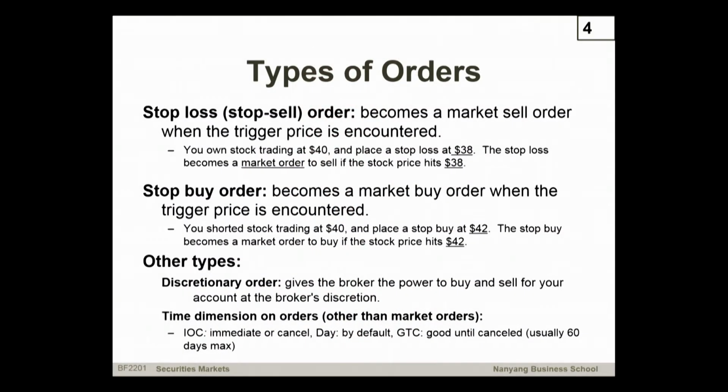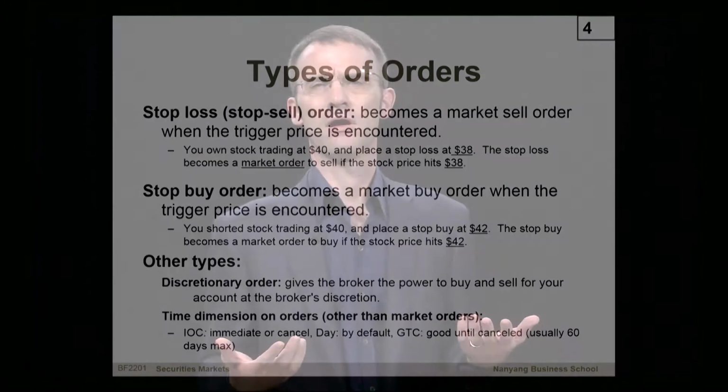Let's take a look at a few more types of orders. The first is a stop loss order, and the stop loss order becomes a market sell order when a particular trigger price is encountered. What does this mean? Let's say that I bought Intel at $40 a share, and I put a stop loss order at $38. So if Intel's stock price drops down to $38, then that order becomes a market sell, and I'll take the best available price for the shares that I want to sell. So you can think of a stop loss order as limiting losses when I purchased stock.